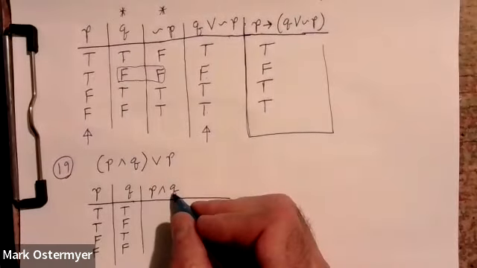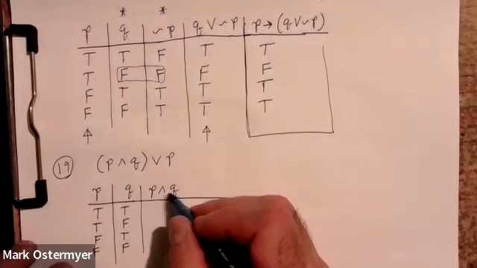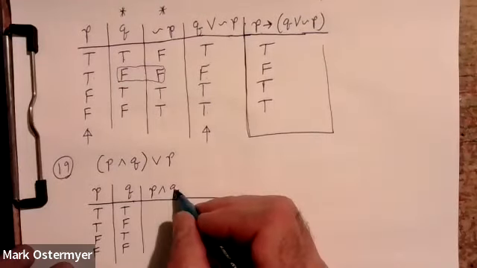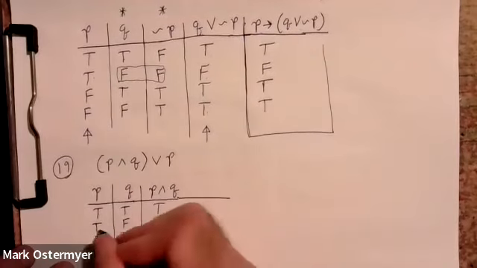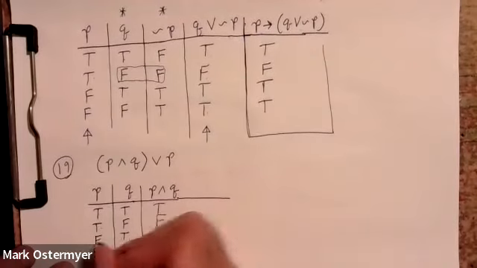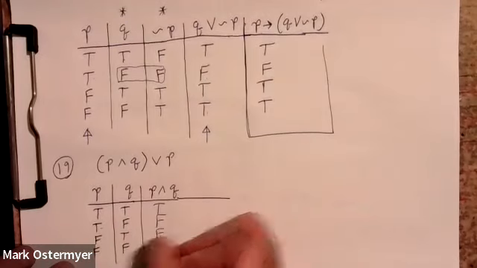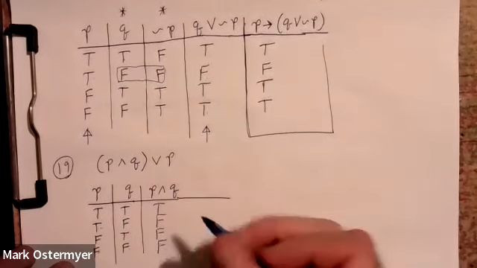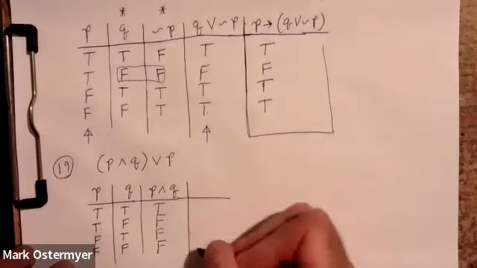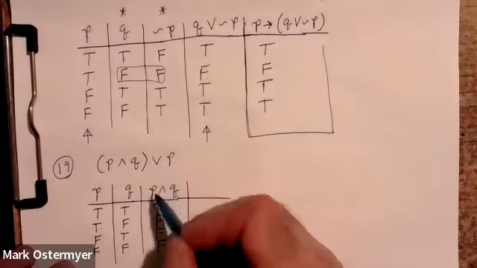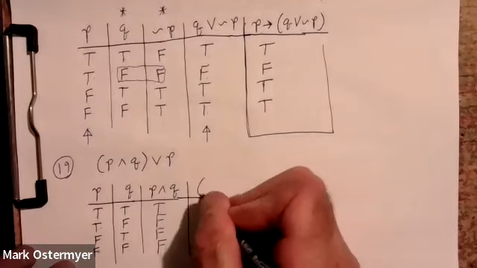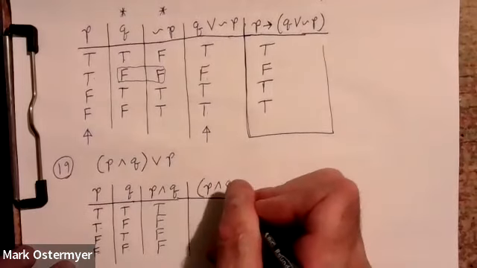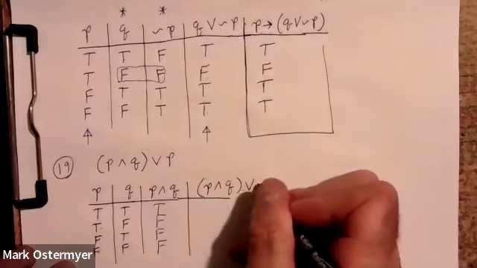P and Q. The only time that P and Q is true is if both these statements are true. Otherwise, it's always false. So true and true, true. True and false, false. False and true, false. False and false, false. Then I'll deal with oring this column with my P column. So the last column consists of my entire statement that I was being asked to evaluate.